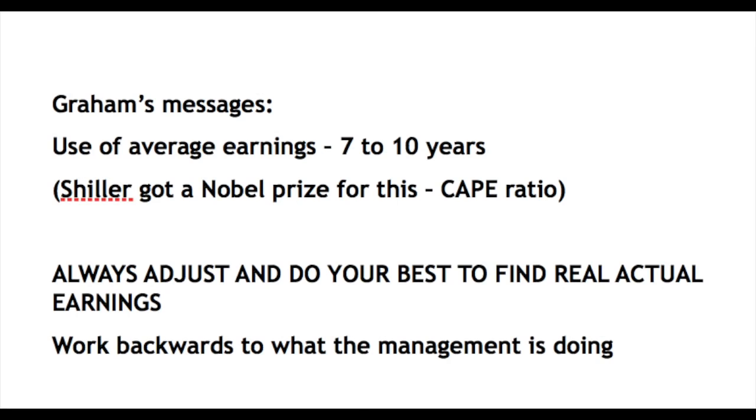Graham's message is always to use average earnings of 7 to 10 years because that's the only way to see what's really going on with the company. Always use a long-term perspective. It's interesting that Shiller got a Nobel Prize for this. He probably just copied Graham. And always adjust and do your best to find real actual earnings. Work backwards to adjust for what the management is doing.